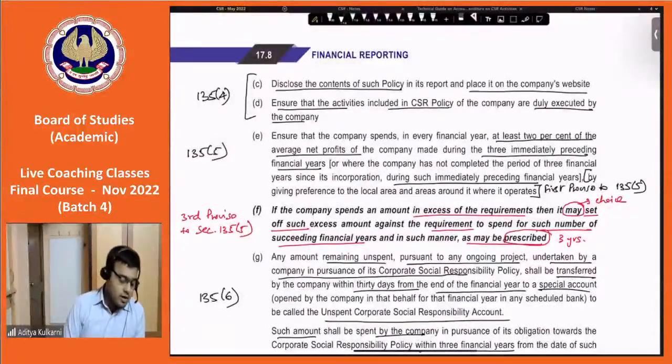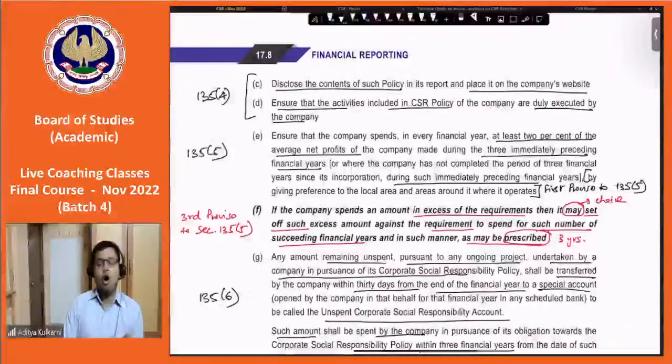Third proviso, what does it tell? If you have spent more than what is required, you have 2 options. Either treat it as an expense, transfer to P&L, and you cannot resurrect it in the future. Or the second option is to transfer the excess spent as a prepaid CSR expense and adjust it in the subsequent period. For how many years? For 3 financial years. After that, if still not adjusted, you transfer whatever is the unadjusted amount to P&L. So that is the third proviso.